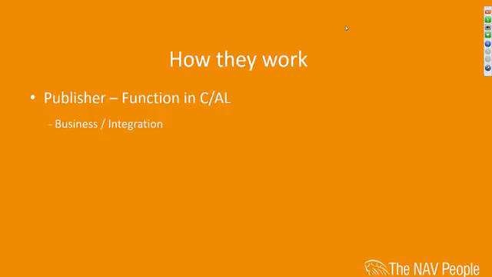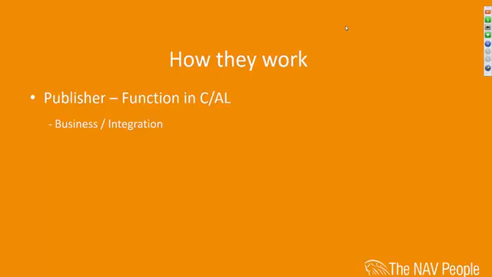So essentially how they work. They were made up of 3 things mainly. First off, you've got an event publisher. So you've got a function in C/AL, which can be of 2 types, business or integration. And I'll show you an example of these functions later, so don't worry too much for now. But these are typically the functions that are published in a code unit, ready for something to happen, or not necessarily in the code unit, but in an object, waiting for something to happen.